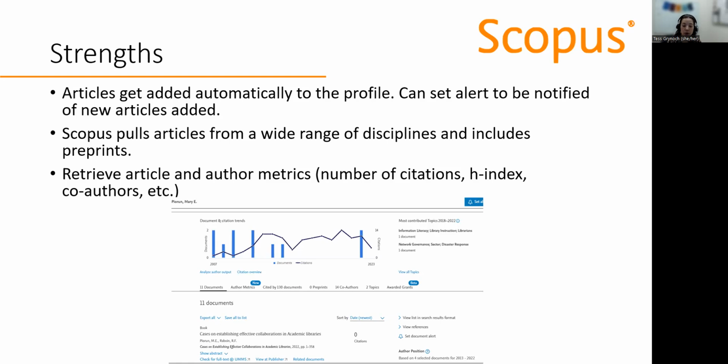And you can retrieve article and author metrics from your profile as well, such as number of citations, H-index, co-authors, etc. And right here, I have the documented citation trends graph, which is further down on the profile page, and where individual citation counts show up for articles as well.